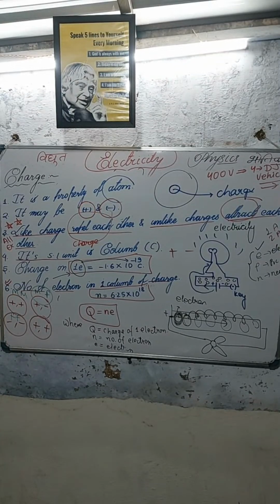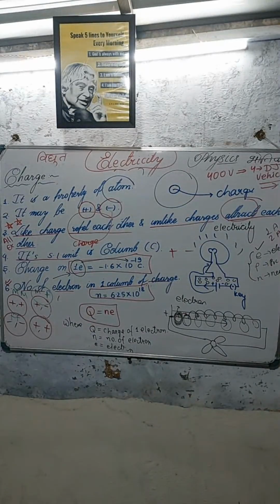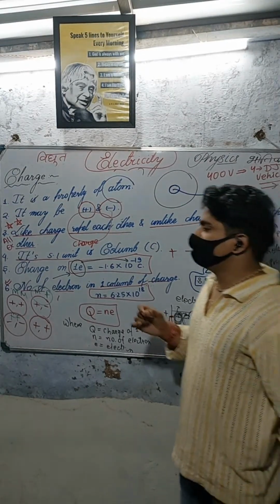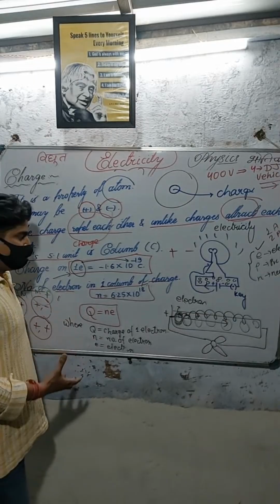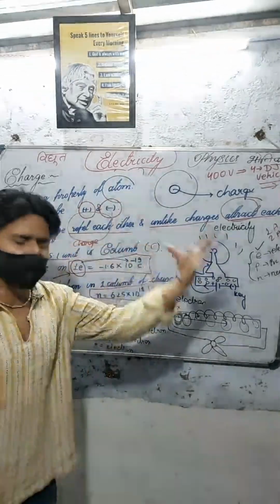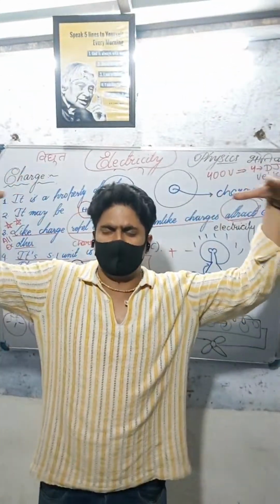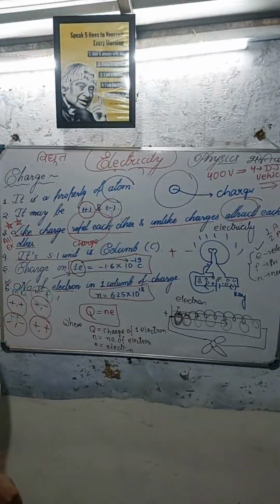1 coulomb charge equals 6.25 into 10 raised to the power 18. 1 electron equals minus 1.6 into 10 to the power minus 19. 1 coulomb charge equals 6.25 into 10 raised to the power 18.